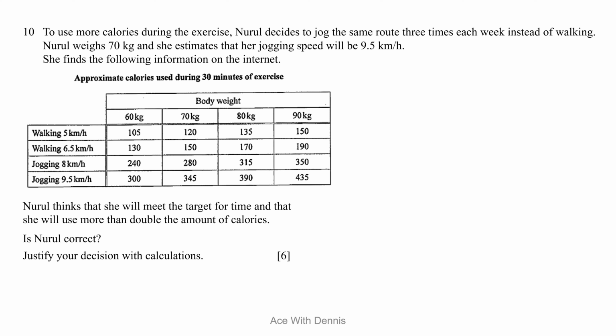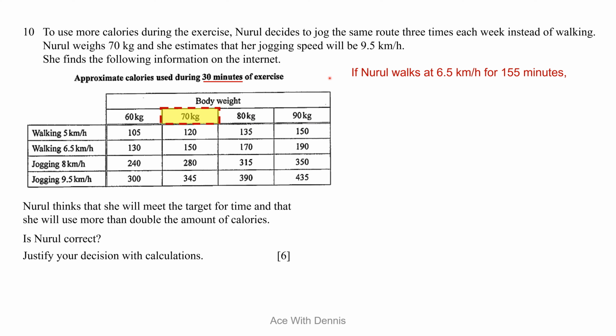6 marks. Alright, so for this question, there are 2 things we need to justify. The first thing is whether Nurul will meet the target for time, and second, that she will use more than double the amount of calories if she jogs instead of brisk walks. Okay, so for this whole table, we don't have to use all the information here. We just need to look for this column, 70 kilograms, because this is Nurul's weight. And this table is approximate calories for 30 minutes of exercise. So don't forget about the information here.